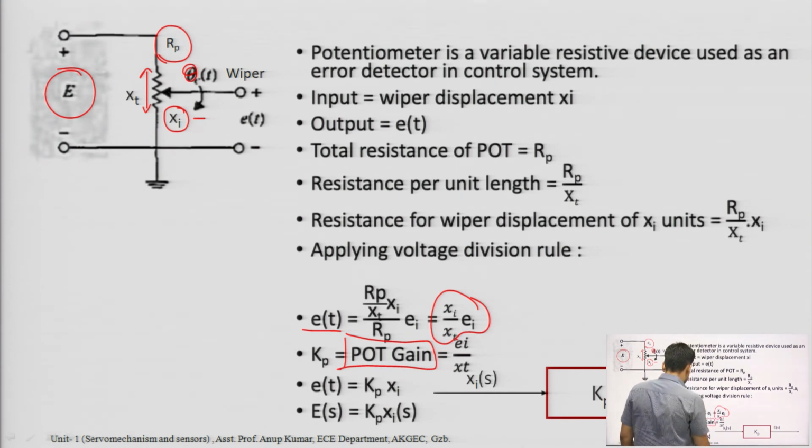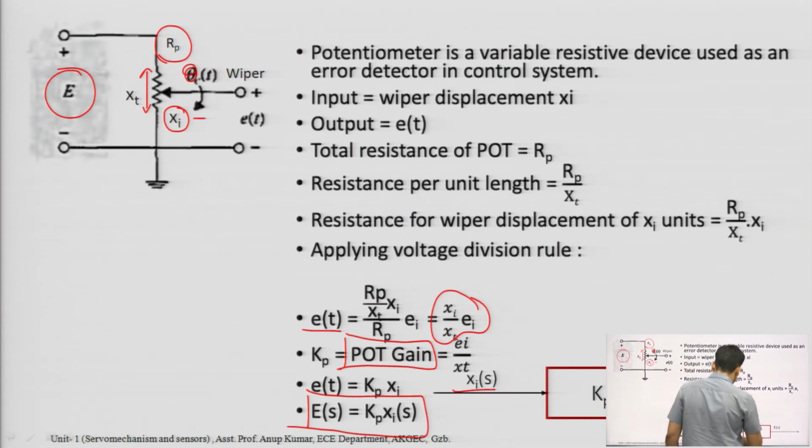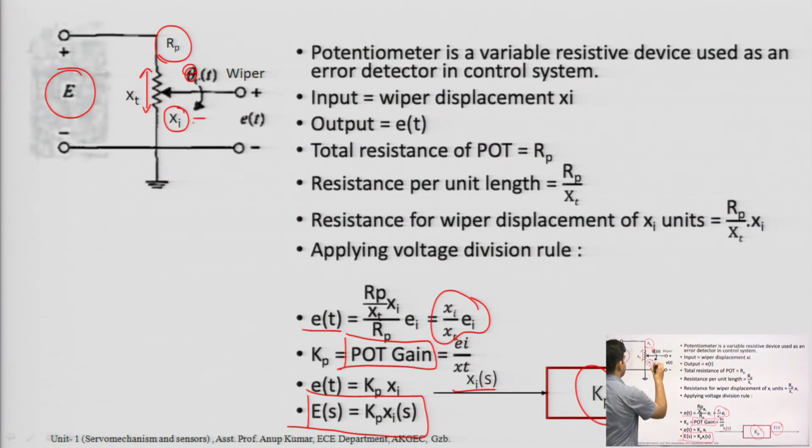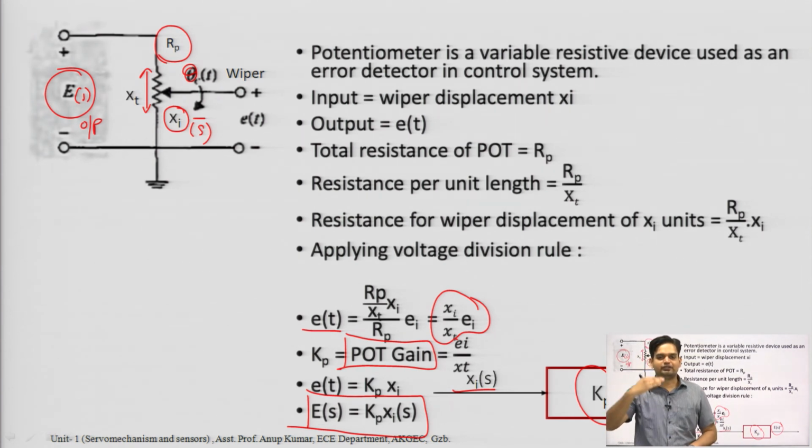you take the Laplace transform, this will become this expression where x I s acts as input, K p is the gain block, E s is the output. Okay. So, you can see x I s is the input displacement, E of s is coming as output voltage. So, this is the potentiometer which will give you a variable supply depending on the position of the resistance in the pot.